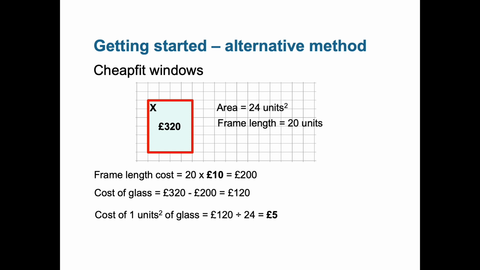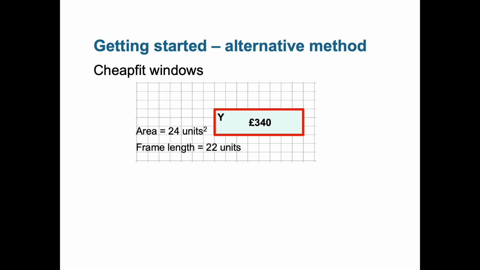There are 24 units squared of glass area in this particular window, so the cost of 1 unit squared of glass will be the remaining amount of money, £120, divided by 24, which is £5 per unit squared. Now we know that the frame length costs £10 per unit length and the glass costs £5 per unit squared for window X. Do these values work for window Y to give a total cost of £340? Well, let's have a look.